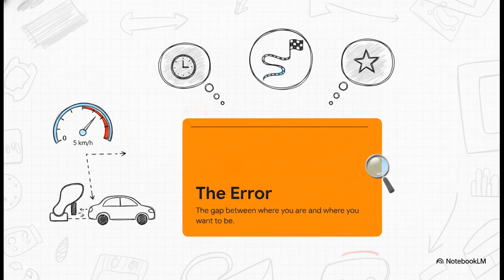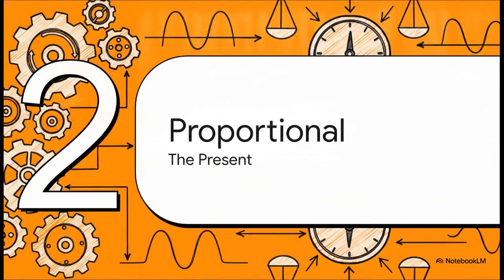And the entire job of a PID controller is to take that error, that gap between reality and the goal, and automatically turn it into a corrective action, like pressing the accelerator. And it does this continuously. To manage this perfectly, the controller breaks its thinking down into 3 distinct perspectives: the present, the past, and the future. Let's start with the present moment.